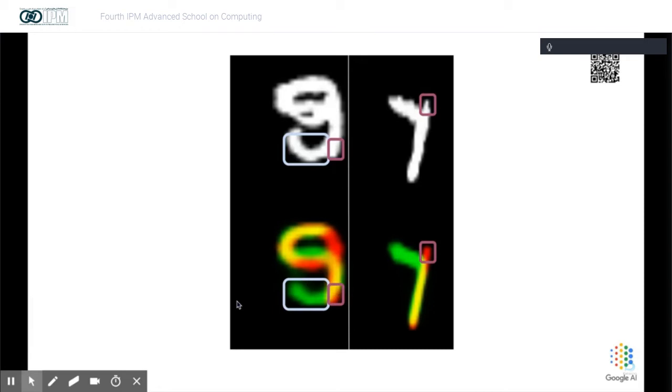So one reconstruction of one coordinate frame is green, the other one is shown in red, and when they overlap, it becomes yellow. So if something is only red or if it's only green, then this belongs to only one of the capsules.